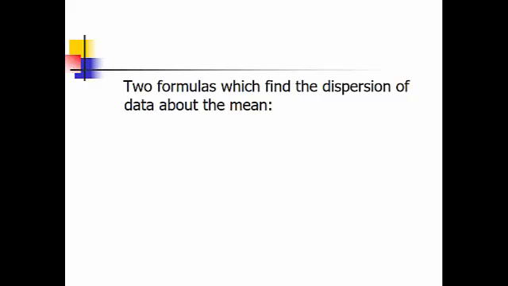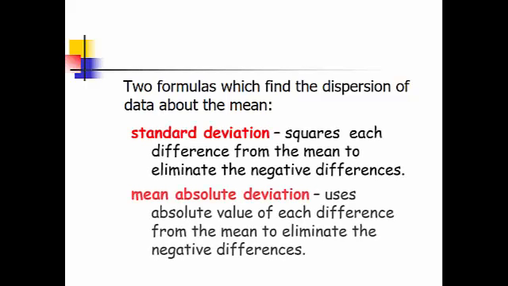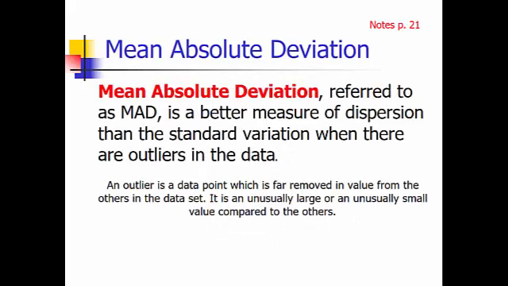So two formulas which are known to find the dispersion of data are the standard deviation and the mean absolute deviation. Mean absolute deviation, referred to as MAD, they say is a better measure of dispersion than standard deviation when there are outliers in the data. An outlier we've already talked about, it's a data point which is far removed in value from the others.